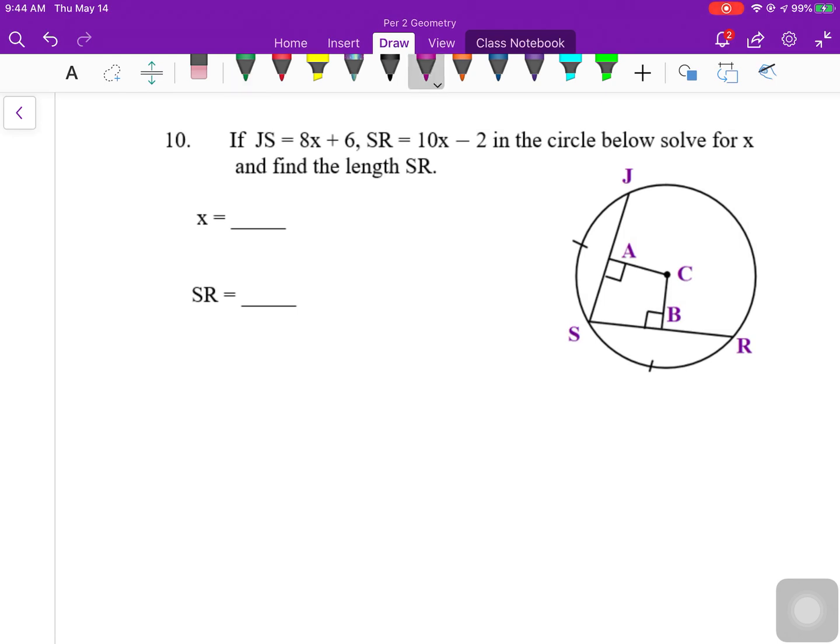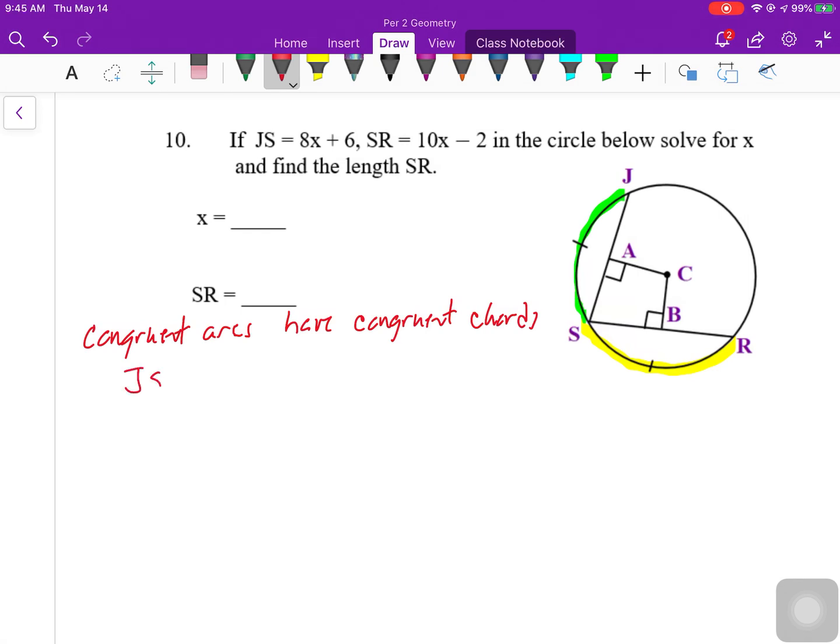Okay, let's take a look at another type of problem from this chapter. In this problem, we have yet another segment we talked about. And as you can see, we actually have two congruent arcs. This arc and this arc are congruent. And this is based on the idea that congruent arcs have congruent chords. So that would mean that JS has to be equal to SR.